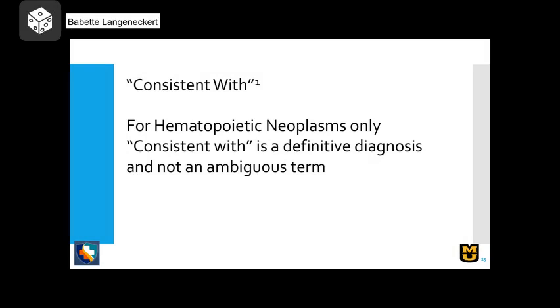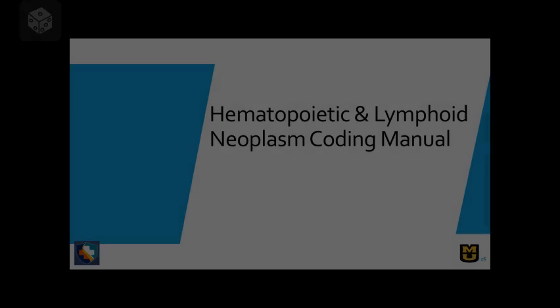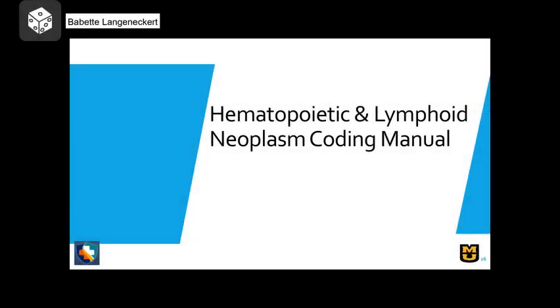The term consistent with. For hematopoietic neoplasms only, consistent with is a definitive diagnosis and not an ambiguous term. Now we will review the multiple primary rules in the hematopoietic and lymphoid neoplasm coding manual.